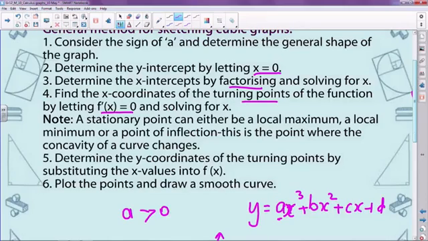And then remember, a stationary point can either be a local maximum, a local minimum, or a point of inflection. Now, at a point of inflection, that is the point where your concavity of a curve changes. You will then determine the y-coordinates of the turning points by substituting the x values from point 4 into f of x. You will then finally plot the points and draw a smooth curve.